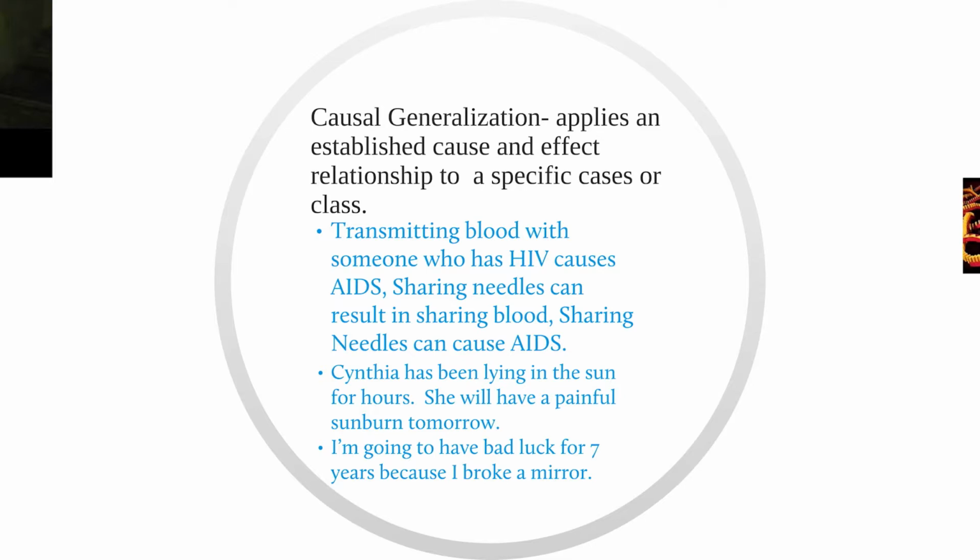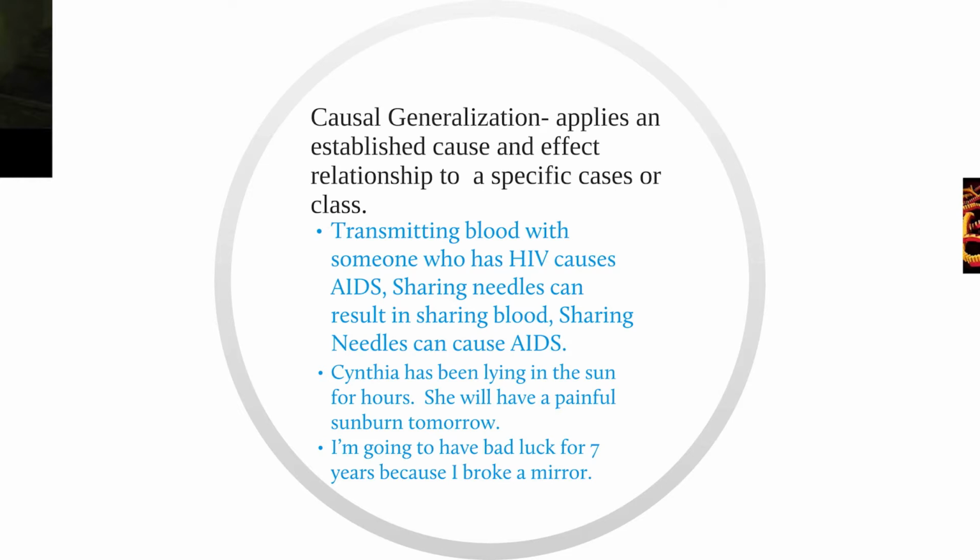Here's an example. We know that transmitting blood with someone who has HIV can cause AIDS. We know that relationship. We've already tested it through inductive argument. We've separated causation from correlation there. Now, sharing needles also results in sharing blood. Therefore, sharing needles can cause AIDS. There we've performed deductive reasoning through the argument by causal generalization. We took the unknown case and applied it to the other.